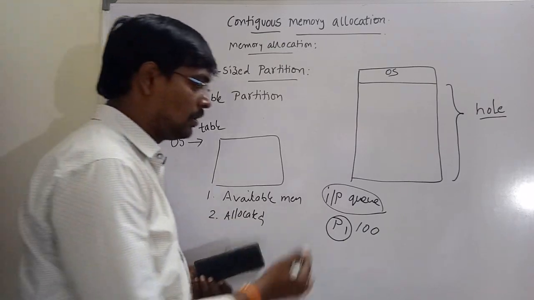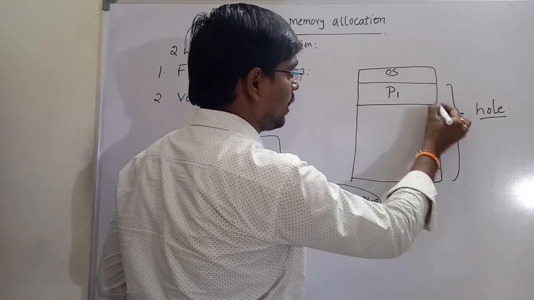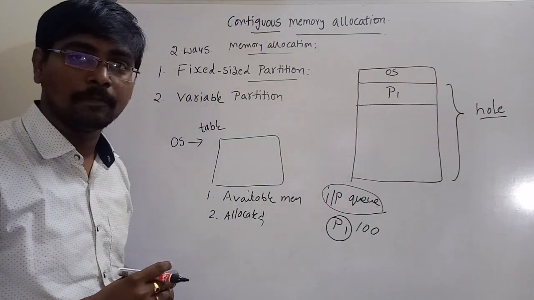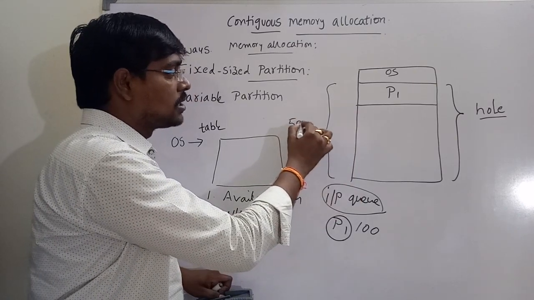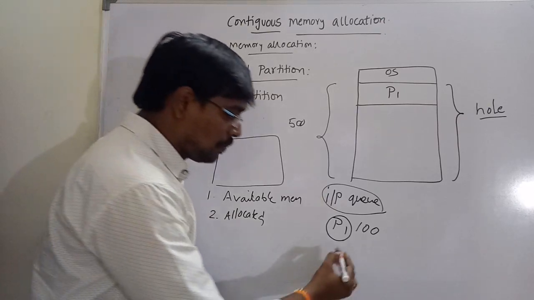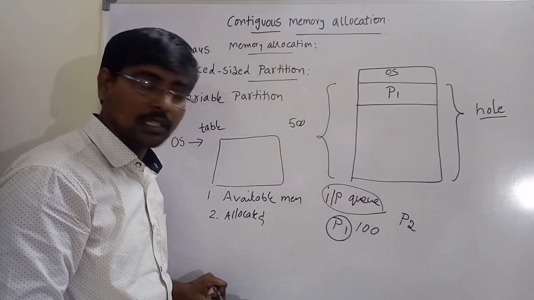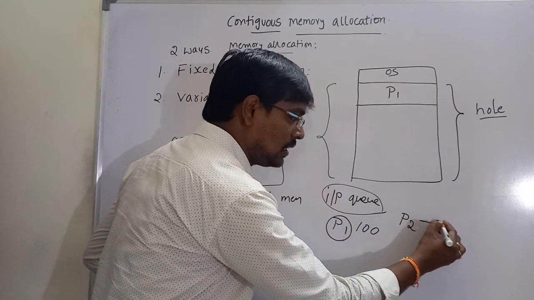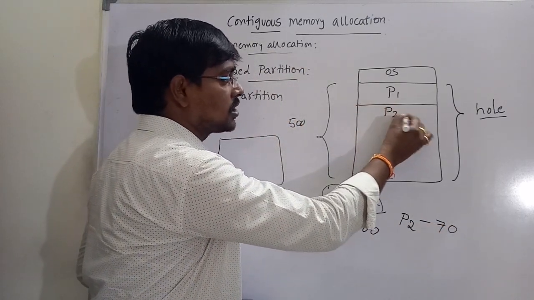So for example, first process P1 enters into the system. It occupies 100 bytes of memory. Assume initially we have a total of 500 bytes of user space. Next process P2 enters into the system. For example, process P2 requires only 70. We are allocating process P2.